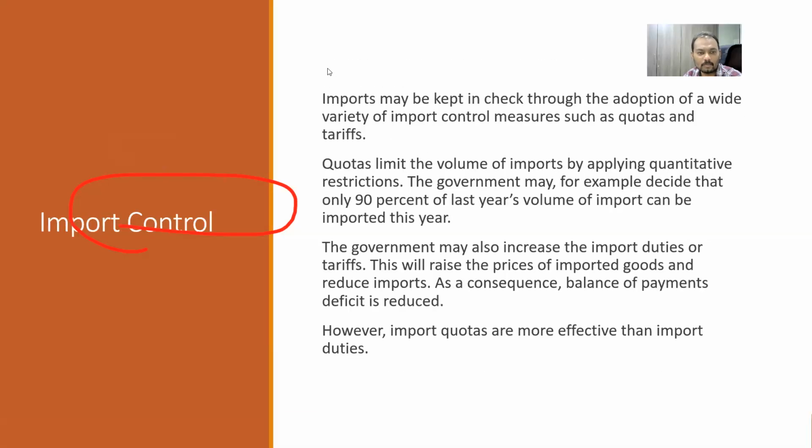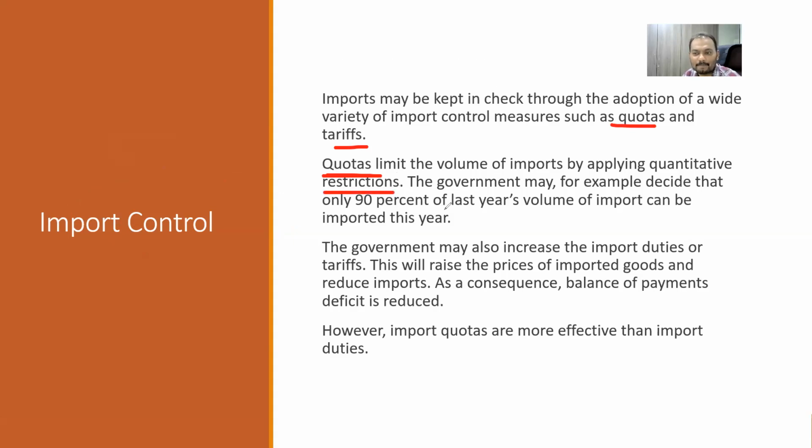Okay, look at this. There are two ways by which imports can be controlled by the government. Number one, quotas, and number two, tariffs. All of you be very clear about it. Number one is quota. Now, what do you mean by quota? It's applying a quantitative restriction.